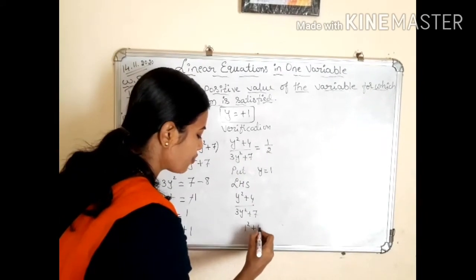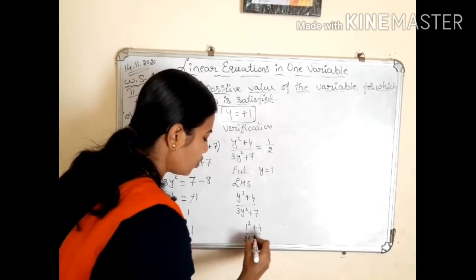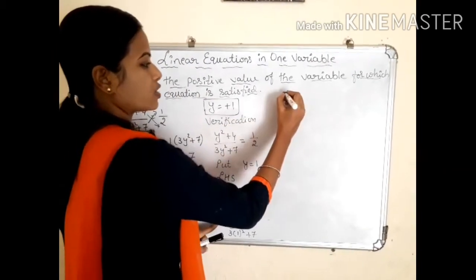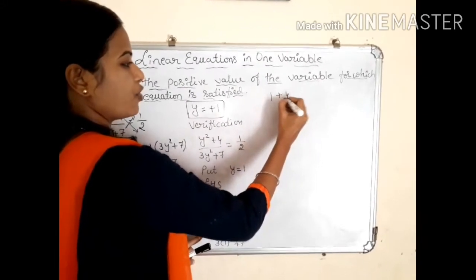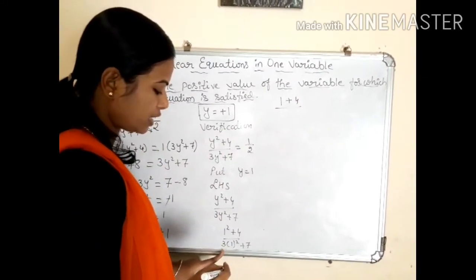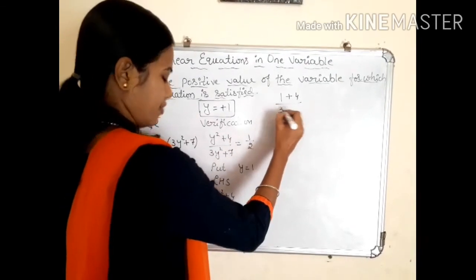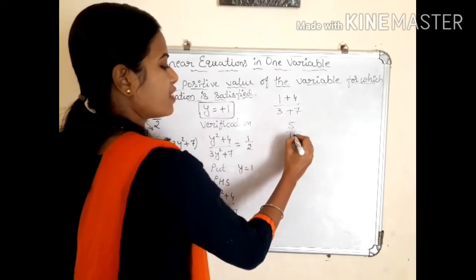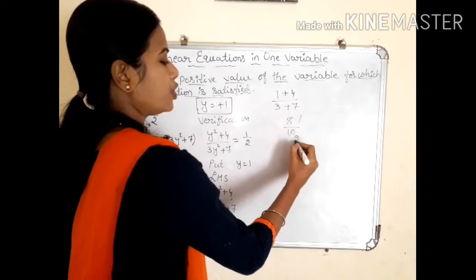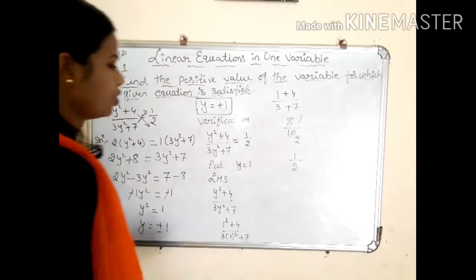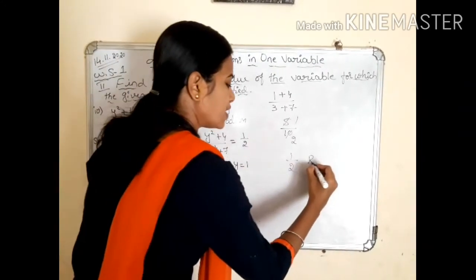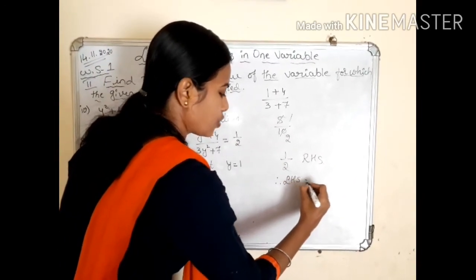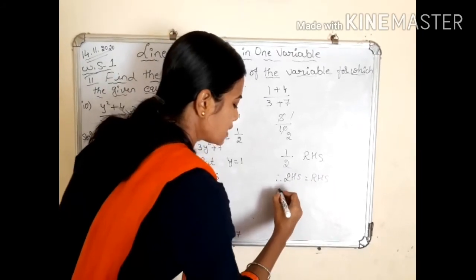(1² + 4)/(3 into 1² + 7). 1 squared value is 1, so 1 into 1 is 1, plus 4 written as it is. 3 into 1² is 3 itself, plus 7. You will get 4 plus 1, 5, divided by 7 plus 3, 10. 5 ones are 5, 5 twos are 10. We got the answer 1/2. Here we proved the RHS; the RHS value is 1/2. Therefore LHS equals RHS, hence verified.